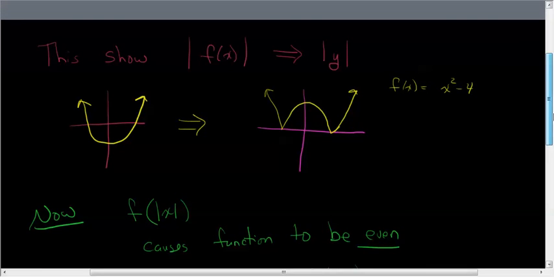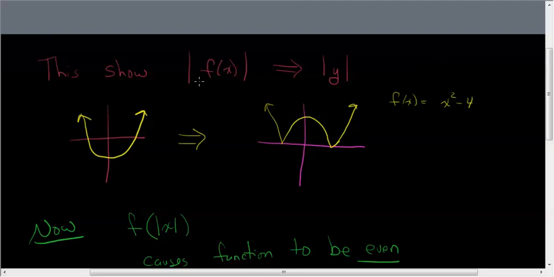Oh, yeah, this is just the absolute value of x. So this shows that the absolute value of f of x is simply the absolute value of y. So if this were the function x squared minus 4, this would be negative 2, and this would be 2, and this would be a negative 4 y value, right? So if x equals negative 2, my y value is 0. And if x is 2, the y value is 0. If x is 0, the y value is negative 4.